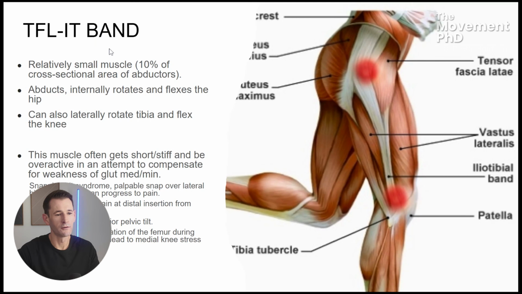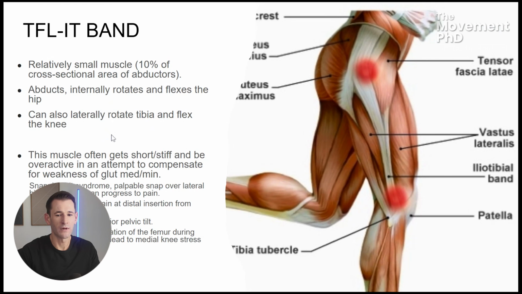We've talked about gluteus medius. Those posterior fibers are our favorite muscle in the lower extremity. The TFL, I don't want to say it's our least favorite, but it is one that causes a lot of issues at the hip, at the knee, and down the chain to the ankle. So it's a relatively small muscle. It's probably only approximately 10% of the cross-sectional area of our abductors. It's a hip abductor, an internal rotator, and a flexor. It also has some actions at the knee, so it can laterally rotate the tibia through the knee joint, and it can flex the knee.